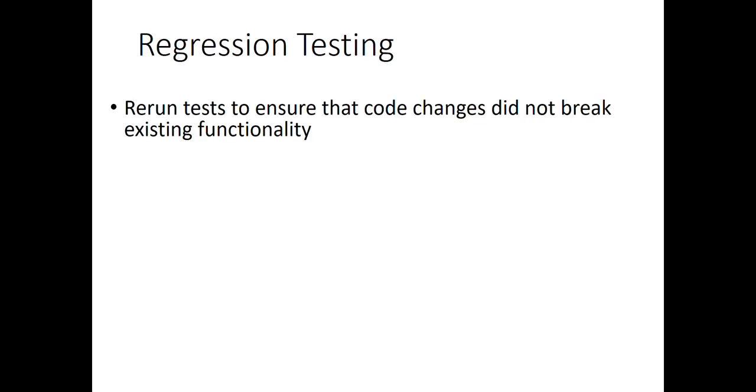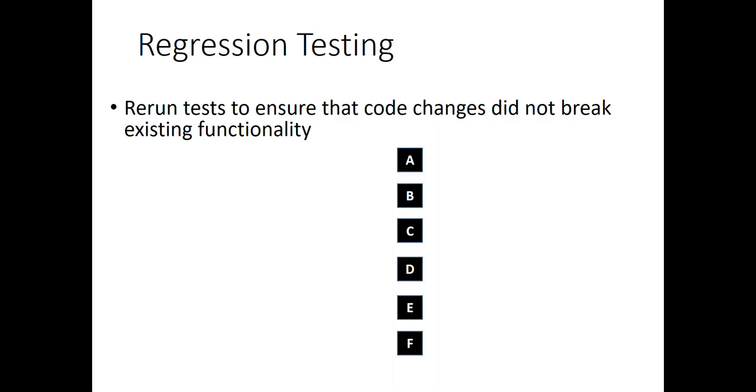This is a video demonstration of STARTS, a tool for performing static regression test selection. Regression testing is an important part of software development. The idea is that when a developer makes changes to the code, tests have to be rerun to ensure that these code changes did not break existing functionality.